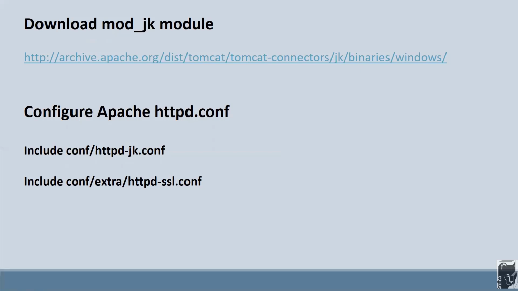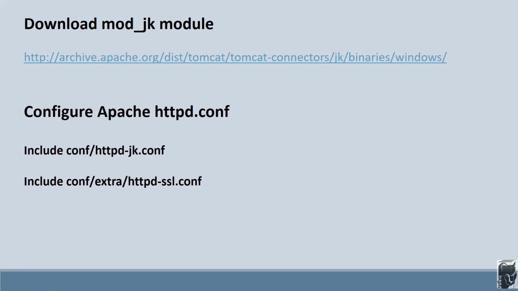Okay, so next we need to add these files in Apache's httpd configuration file. As you can see here, I'm including the httpd-jk.conf file, which actually defines the configuration for this mod_jk module. And as I'm using the secure connection here, for the virtual host, I'm using the httpd-ssl configuration file. So later on, I will be explaining this part, how I define the virtual host here.